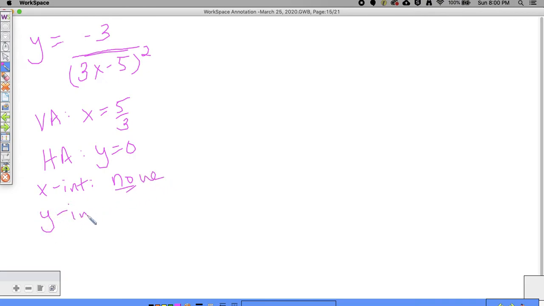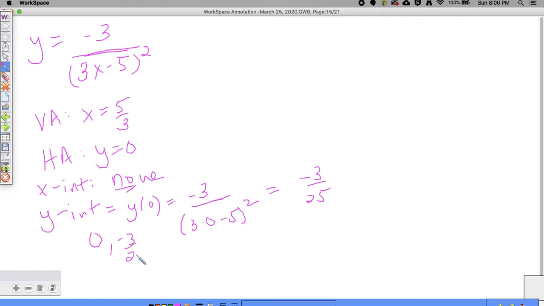And then our y-intercept is when this is going to be equal to 0. When is this ratio... no, it's when x is equal to 0. So we're going to do y of 0, because you can do that. It's like f of x. You could do y of x is negative 3 divided by 3 times 0 minus 5 quantity squared. So 3 times 0 is 0, and then negative 5 squared is 25. So this is negative 3/25. So my y-intercept is 0 comma negative 3/25.